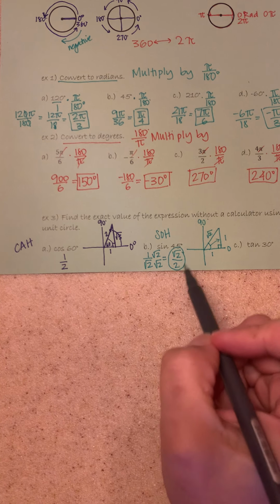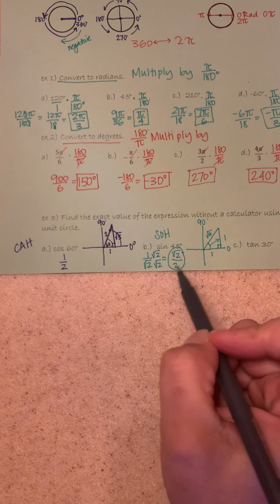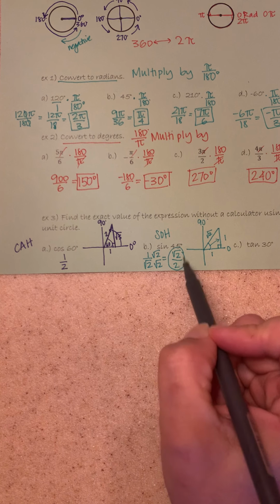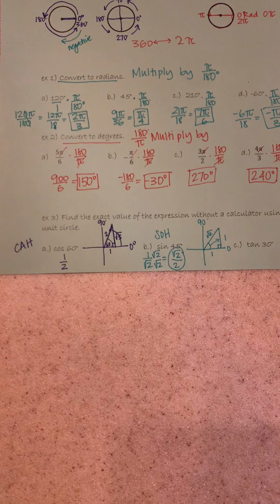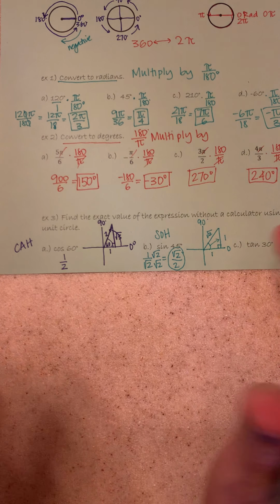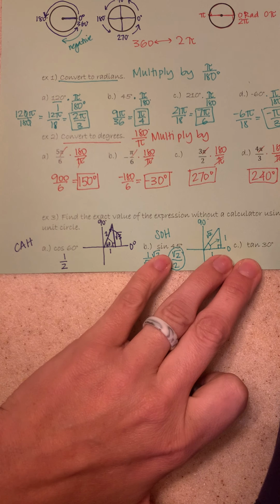Now, if you put sine of 45 into your calculator, it will give you some crazy decimal. This is the exact answer. So again, if you want to check that, you could check and make sure they match if you doubt that I'm making this up or something. All right, let's try this last one here on this side. Tangent of 30.